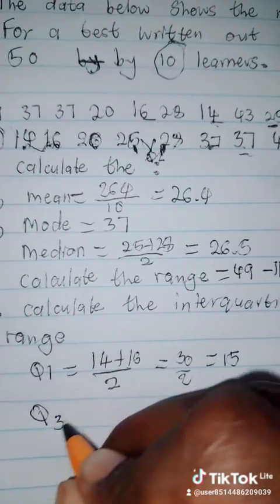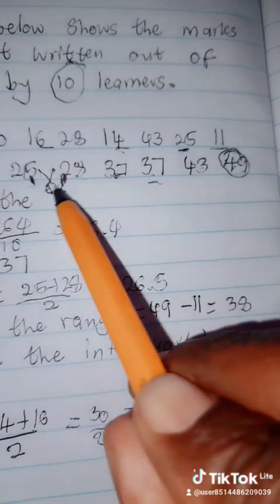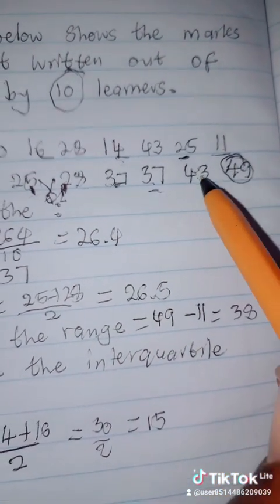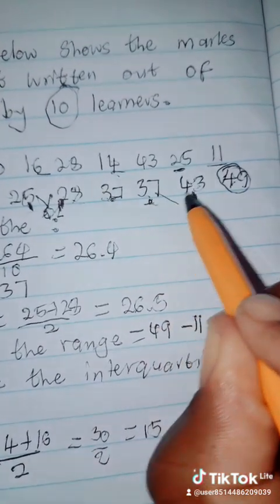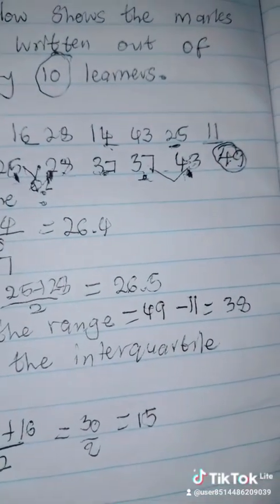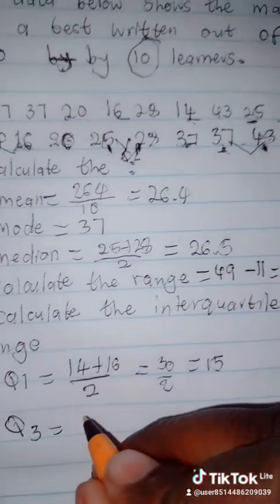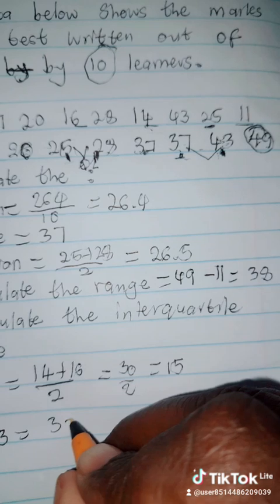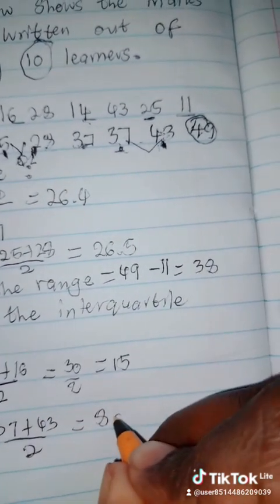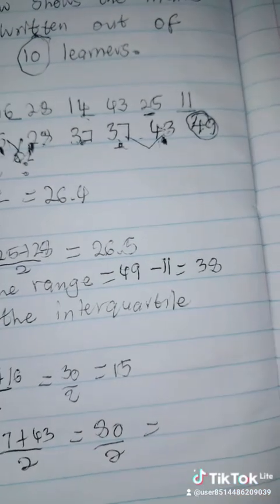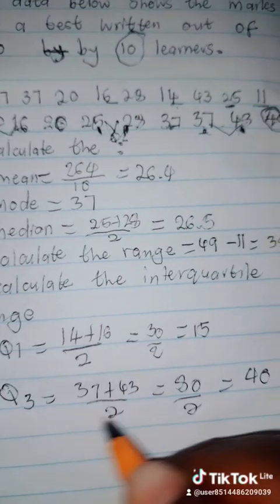So let's find the upper quartile. Let's go to this side again. We'll calculate 2, 2, since there are 4 numbers remaining here. So 1, 2, let's place a dot. 1, 2, let's place a dot. Then we'll have to add 37 and 43. 37 plus 43, what is that? That's 80. Then divide by 2, that will give you 40. So this is our upper quartile.